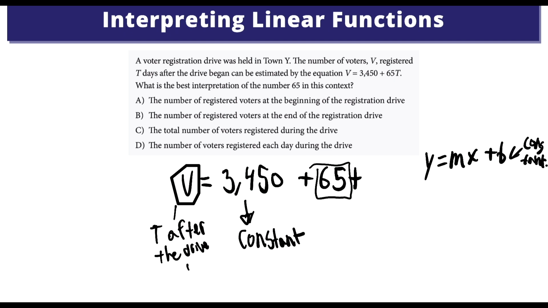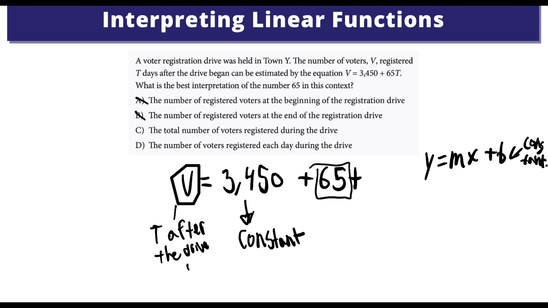The number of registered voters at the beginning of the registration drive. We know that's not true because that's the 3,450. The number of registered voters at the end of the registration drive. Not really, because that's the V. Cross that out. The total number of voters registered during the drive. I don't believe that to be true, because T is always changing.